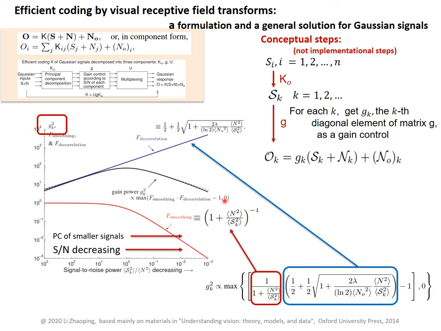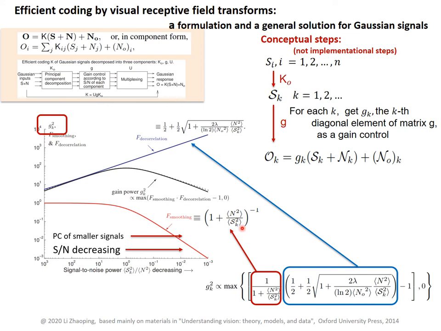Okay, so let's look at this curve first. What is this curve? When the signal to noise is very high in the beginning, this is almost zero, so this is equal to one. Okay, when this is almost zero, this is equal to one. Always equal to one as long as signal to noise is high enough. Until when the signal to noise becomes small, then this term becomes a bit bigger. When this term becomes bigger, because it's the inverse, it starts to drop down.